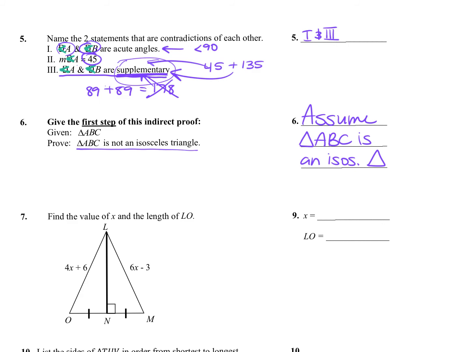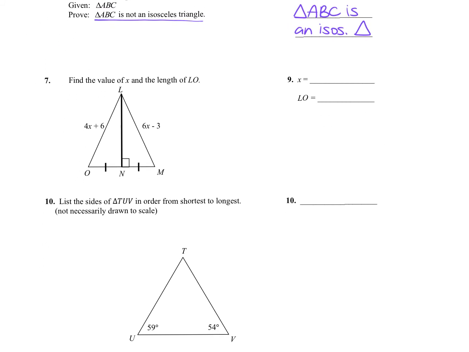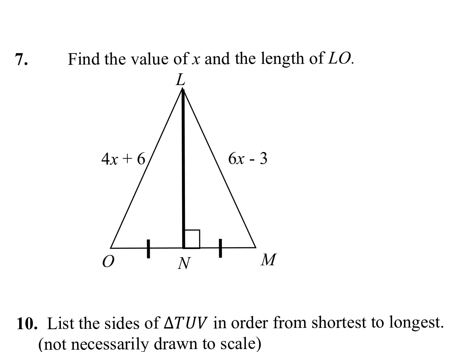Number 7, find the value of x. What do you know about this piece right here? It's a perpendicular bisector, right? And we know that a perpendicular bisector, those are those markings, has to be the same distance to O as it is to M, any point on that bisector, okay?